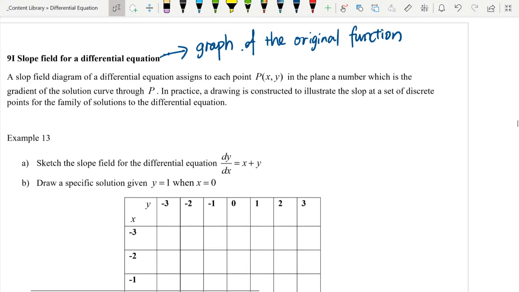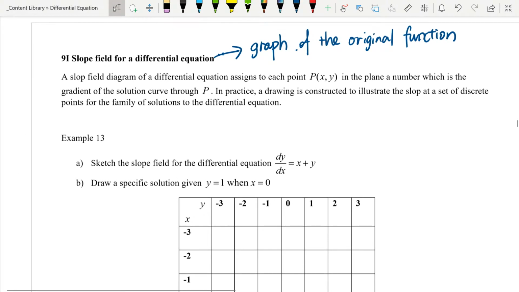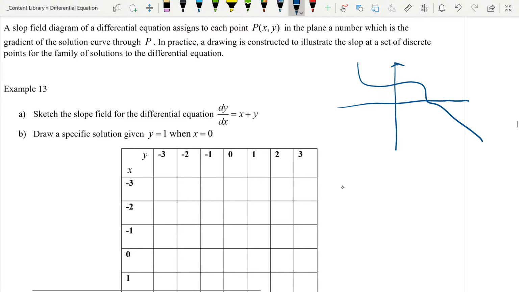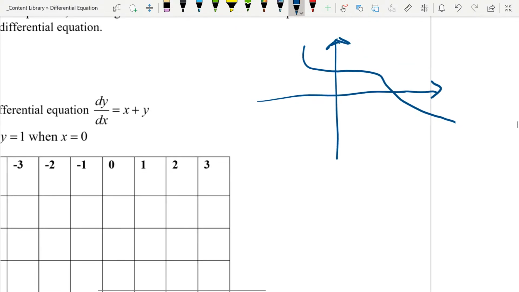What is a slope field? Let's say we have a graph like this, something like this. If I have this function, what's actually a slope field? A slope field is the gradient at each single point. If I can draw the gradient at different points, for example, like that.